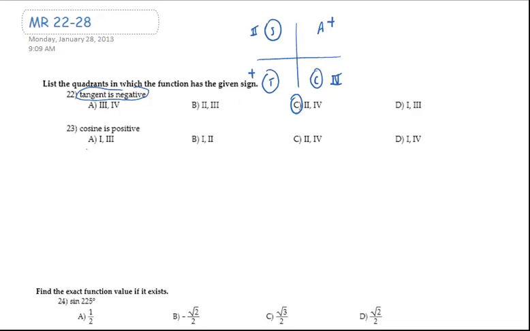Where is cosine positive? Cosine is positive in the A quadrant for everything, and in quadrant 4. So that would be quadrant 1 and 4.